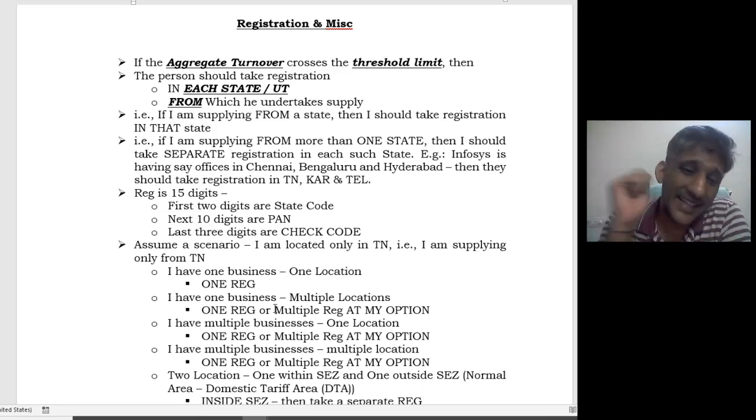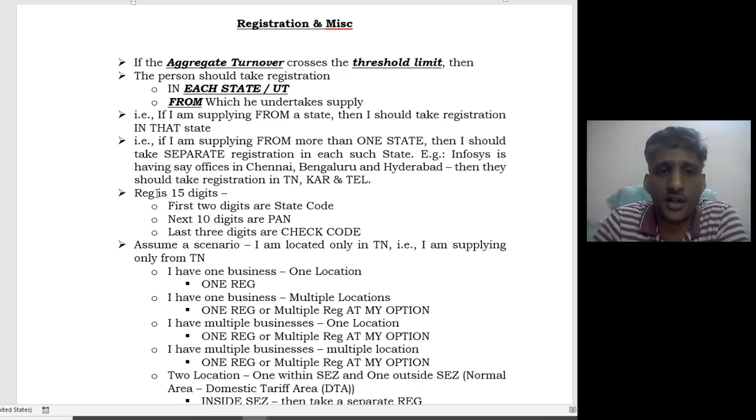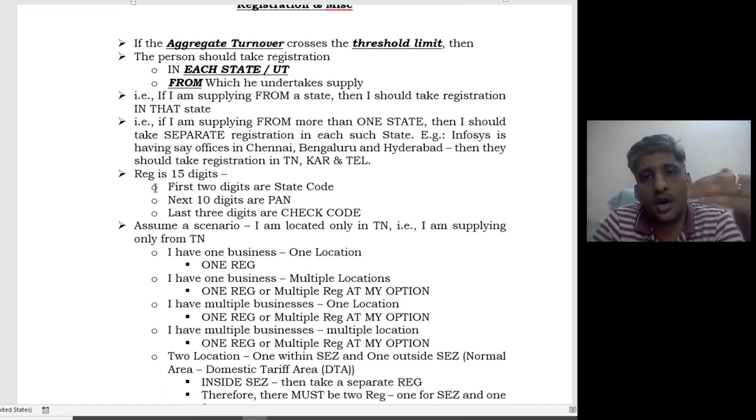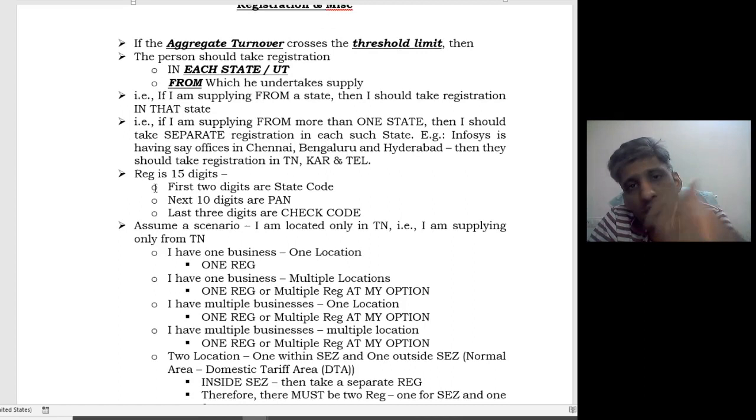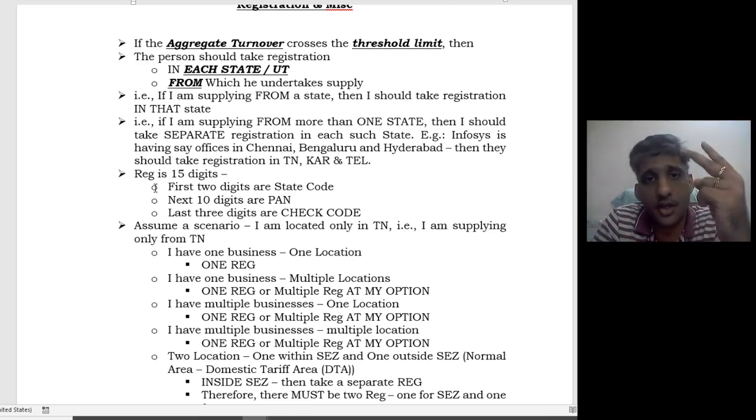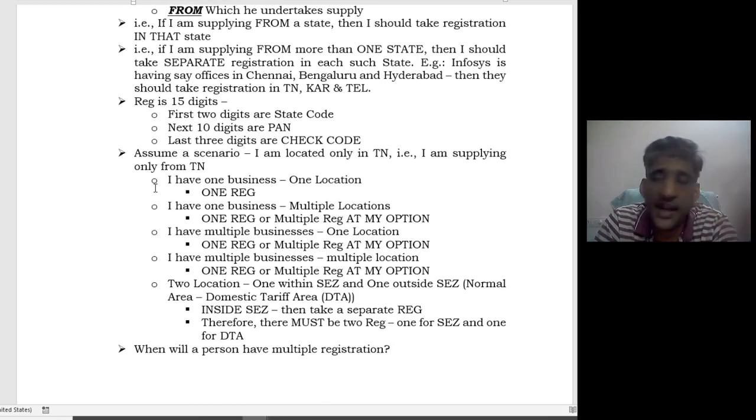In discussing that, we discussed the following points. If the aggregate turnover crosses the threshold limit, then the person takes registration in each state from which he makes a supply. So it is not to, it is from. If I am supplying from 2 states, I should take separate registration in each state. My registration number is 15 digits: 2 digits for the state, and 10 digits are PAN.